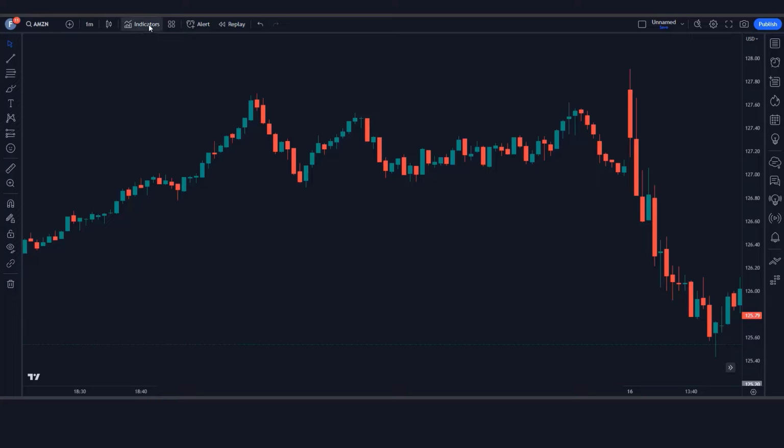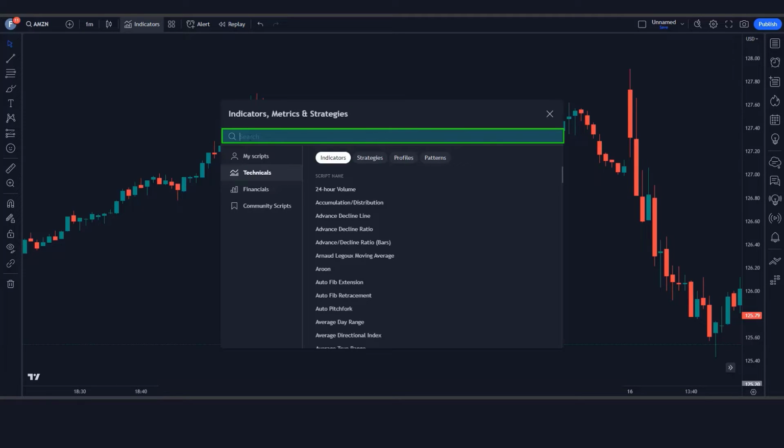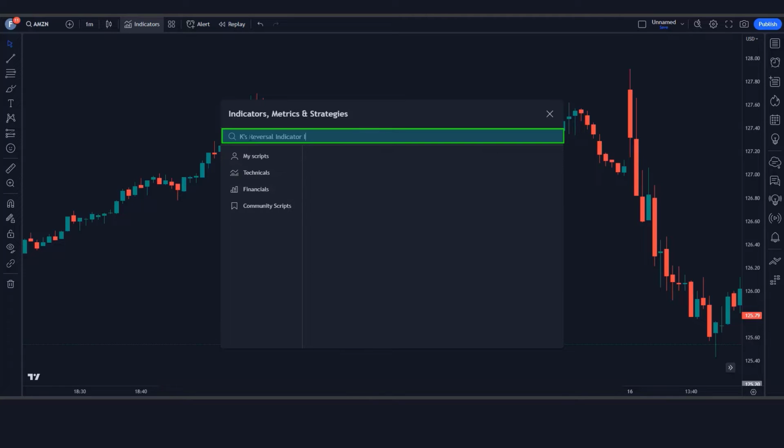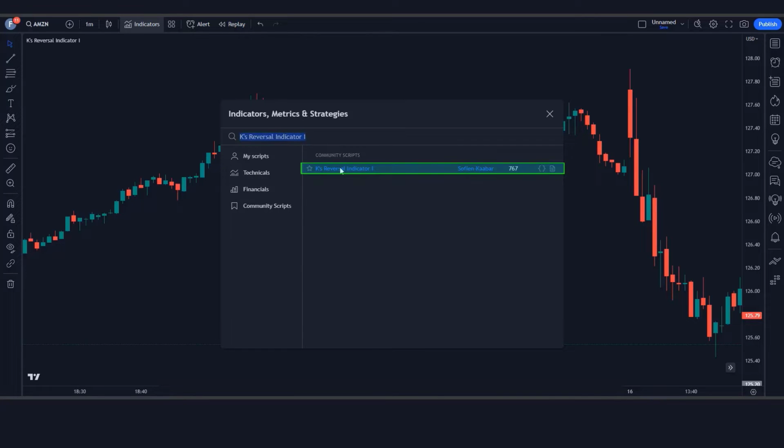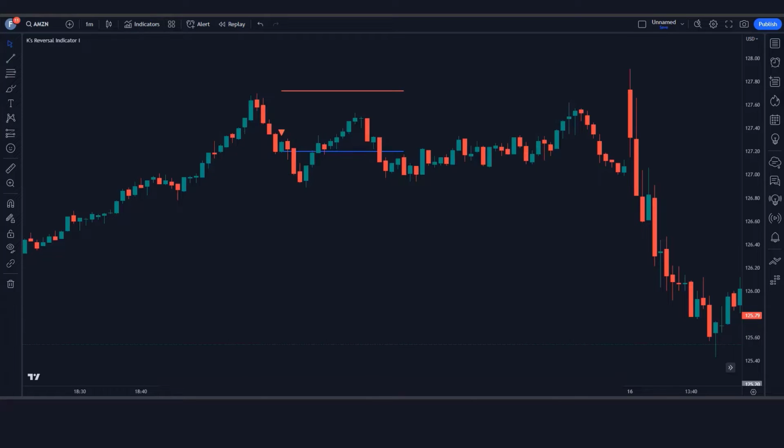Let us now understand the trading setup. First of all, we will search the reversal indicator in the search box of TradingView. After that, we have to click on the reversal indicator option, in which we do not have to change any settings.